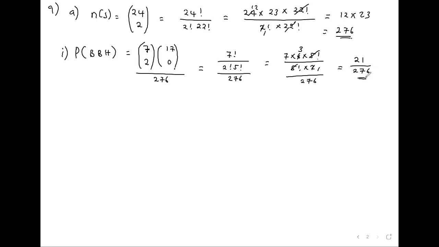You can simplify. It looks like you can simplify. Let me punch 21 divided by 276. That's giving me 7 over 92. So you can simplify that far. Or you get it in decimal, 0.076.